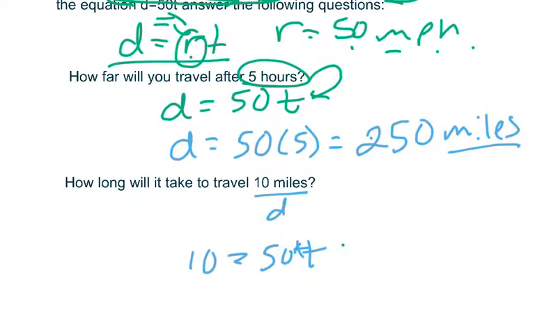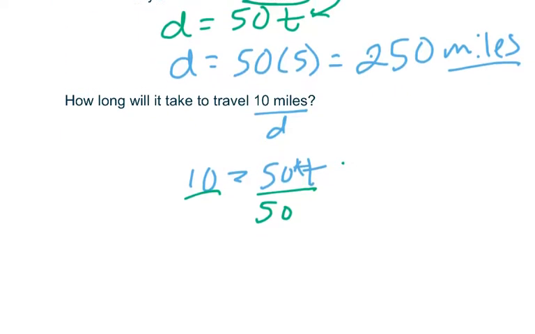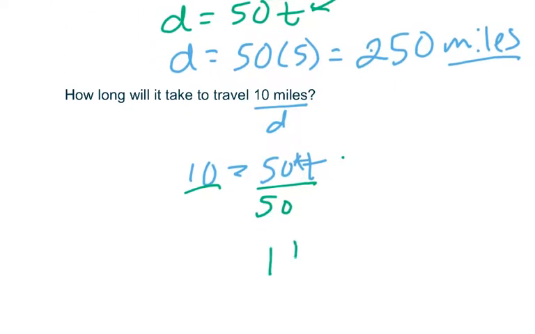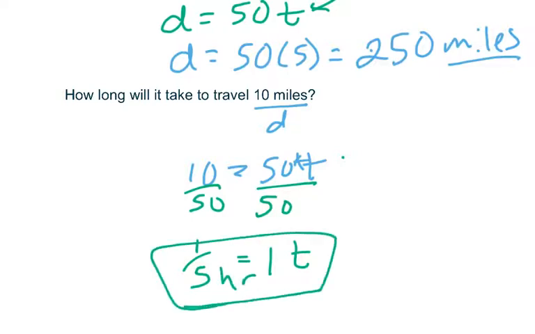So the opposite of multiplication is division, so that means we have to divide both sides by the number in front of the variable we're trying to solve, which in this case is T. So we divide 50 by 50. 50 divided by 50 is 1T, and then we divide this side by 50, and then of course you can reduce it, and so that would take you 1/5 of an hour. So it would take you 1/5 of an hour to travel 10 miles, and if you multiply that by 60, you'd find out that it would take you about 12 minutes.